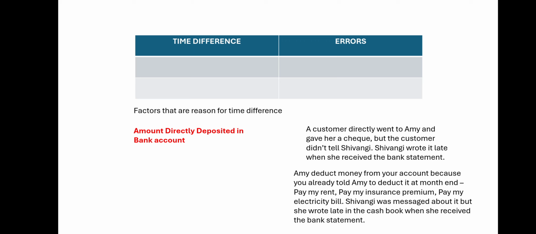Amy deducts money from your account because you already told Amy to deduct it at the month end. It means you have given standing instructions to Amy that after every month end you will pay my rent, you will pay my insurance, you will pay my electricity bill. But if Amy is deducting this amount, Shivangi must know about it. But Shivangi will know about it only at the end of the month when she will receive her bank statement. So there is a gap between Amy and Shivangi. Due to this gap, there will be a difference between cash book bank balance and passbook bank balance, and that is shown like this. Let's see one more example.